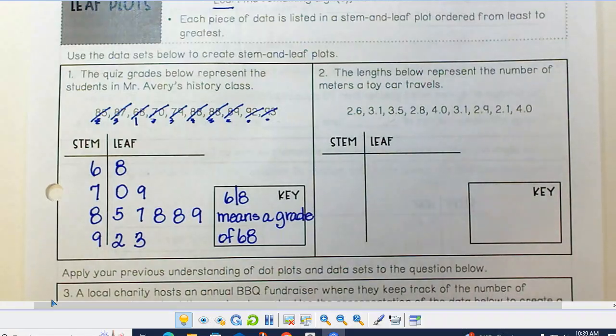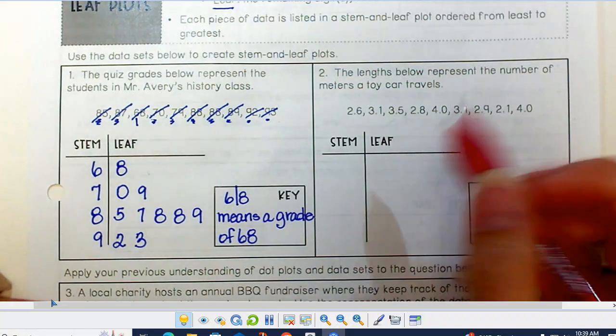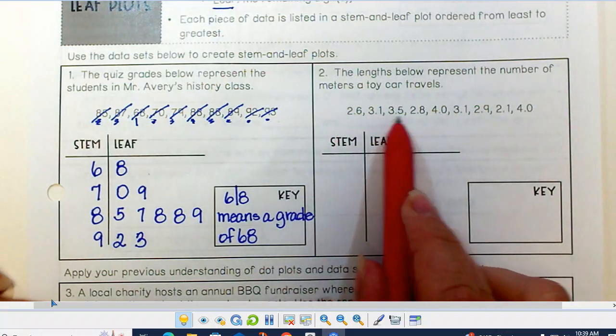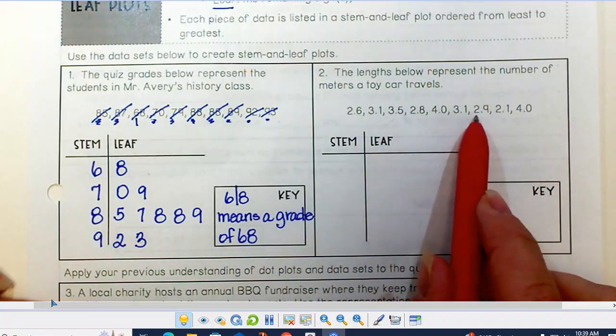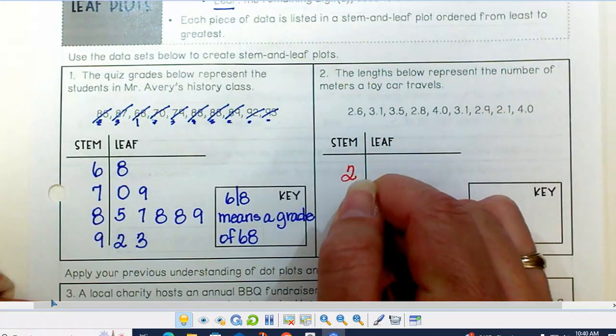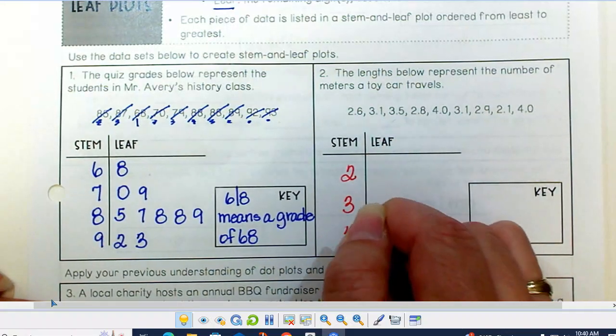Number 2, the lengths below represent the number of meters a toy car travels. Okay. Again, I'm going to look carefully. This time, my stem will be the ones place, and my leaf will be the tenths place, whatever's behind the decimal. 2, 3, 3, 2, 4, 3, 2, 2, 4. Okay, so my stems are going to be 2, 3, and 4.